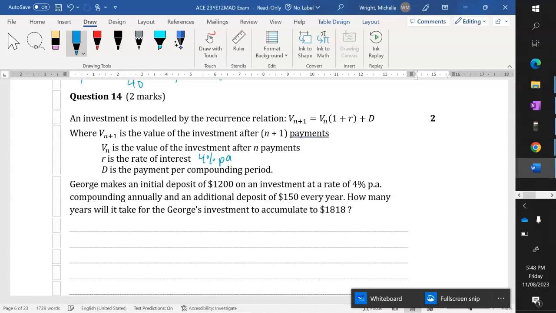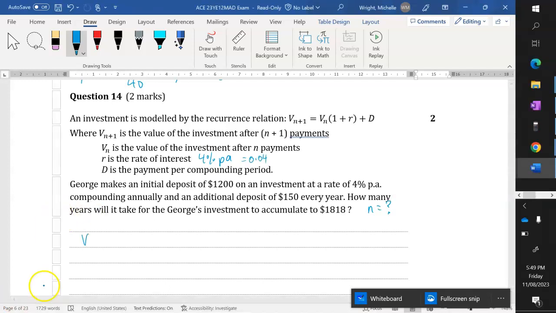He makes an initial deposit of $1,200, George does, and it's compounding annually. And he's having an additional deposit of $150 every year. How many years will it take for George's investment to accumulate to $1,818? So how many years is going to be n? That's what we want to find. Let's see what we can do.